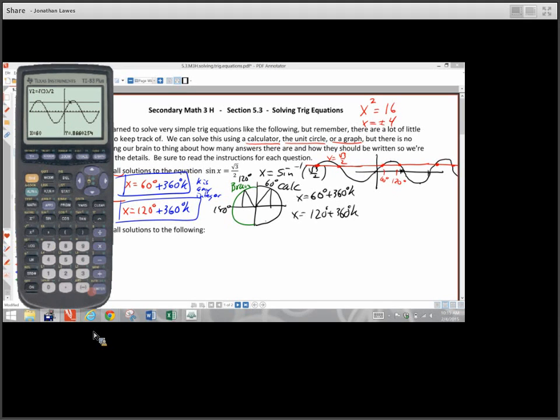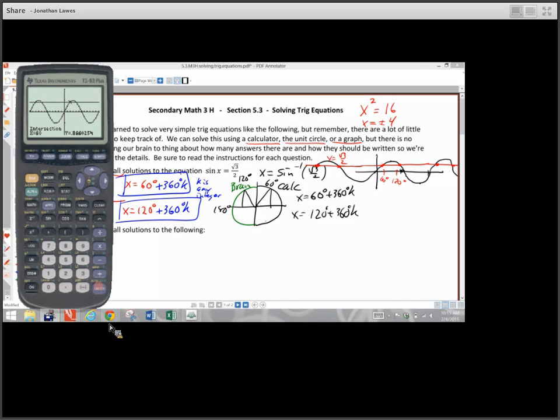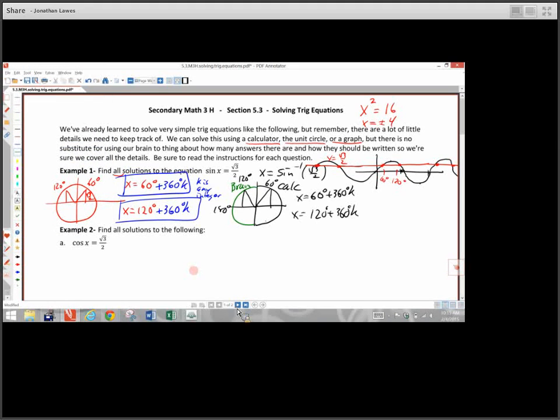And I could also have it do it by intersecting, right? Everybody remember how to do that? So I'd hit second calculate. Oops. Intersect. Is that the first curve? Is that the second curve? And is that our guess? It'll work for just a second, and it should say that x is equal to 60, which it does. Okay? Any questions? Sure? Okay, that's it in a nutshell.